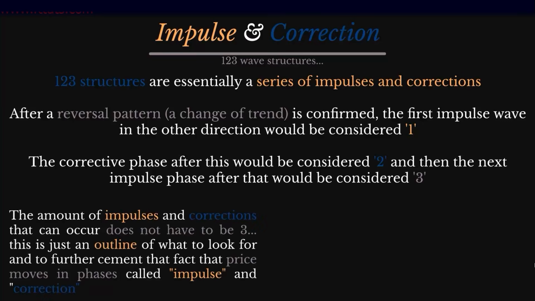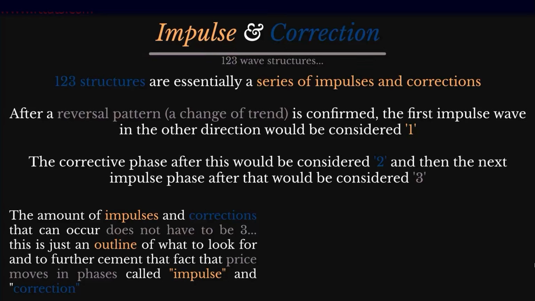Now, the amount of impulses and corrections that can occur doesn't actually have to be three, for example. This is just an outline of what we look for and to further cement the fact that the price moves in phases called impulse and corrections. Sometimes we'll have things that move a little bit differently, but we always want to assume the clean setup. We always want to assume that we're looking for 1, 2, 3.